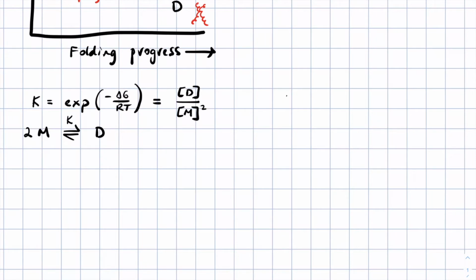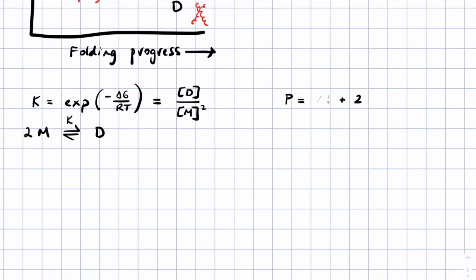Now, at the same time, at any given point at the beginning, we're not going to necessarily know how much monomer versus dimer is present, and that won't stay constant through the experiment, but we will know how much peptide we put in solution, and that will stay the same. So the total concentration of peptide is going to equal the concentration of the monomer plus 2 times the concentration of the dimer.